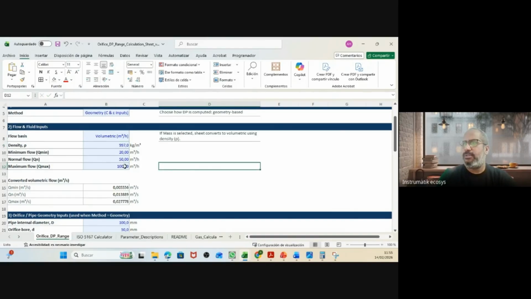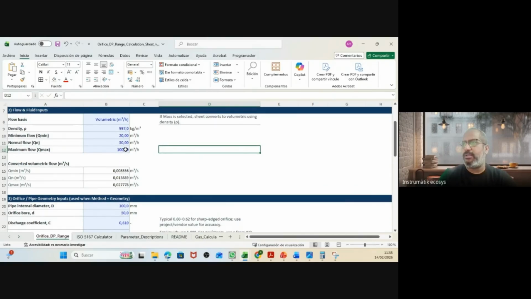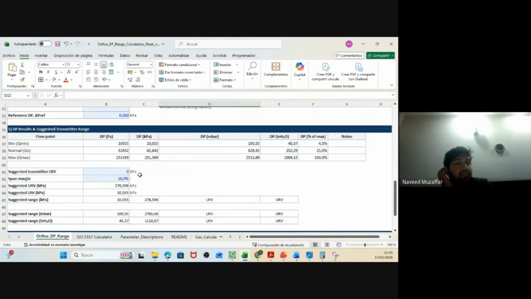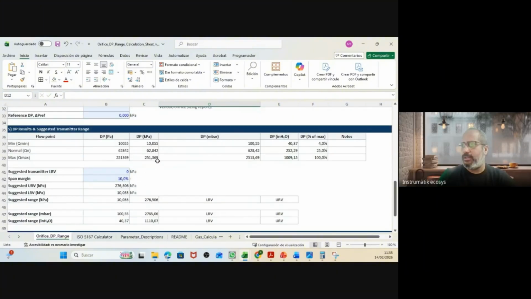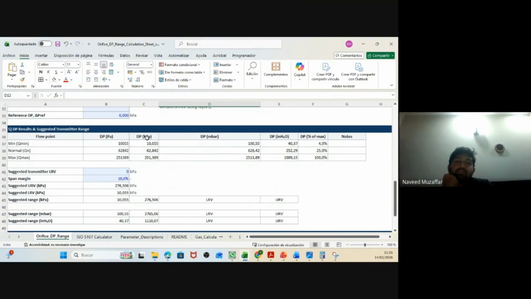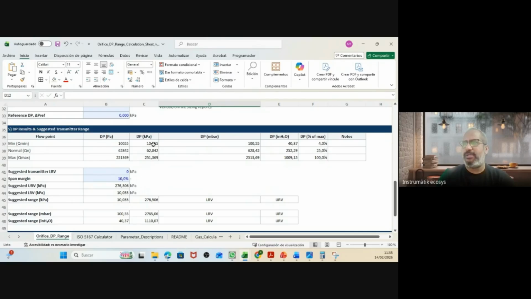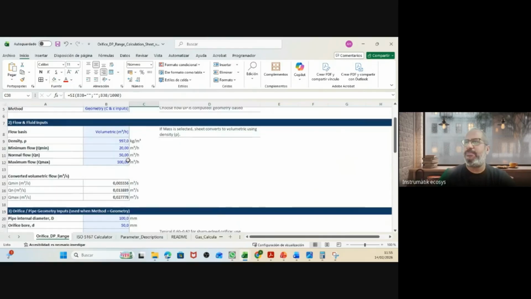997 was 20 millimeter, 20 cubic meters per hour, and 100 cubic meters. And these are the results: 251 kilopascal and 10 kilopascal. And if you want an intermediate value, as you asked me before, all you have to do is to come here.